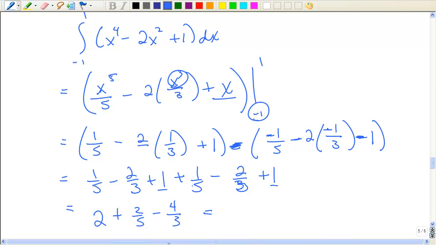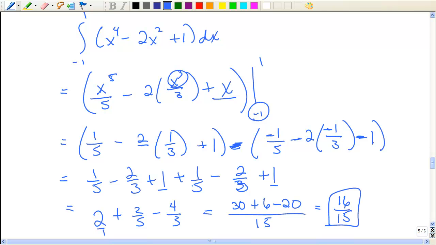All right. So we could find a common denominator, which would be 15. So that would be 30/15 for the 2 over 1 plus 6/15 for the 2/5 minus 20/15 for the negative. So let's see, 36 minus 20 is 16/15. Go back to your basics, do your fractions, don't panic.